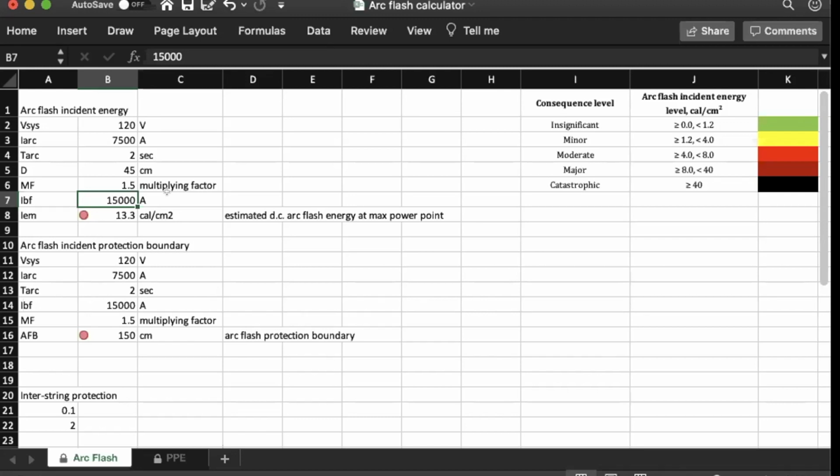So for lead acid, it's actually very, very high. A large cell, probably about a 2,000 amp hour cell, might have 15,000 amps of bolted fault current. The multiplying factor here, I've made 1.5. It's in a dedicated room, but it's not in an enclosure. And the arcing time is 2 seconds because a lead acid battery typically has no internal overcurrent protection. It's basically just cells.